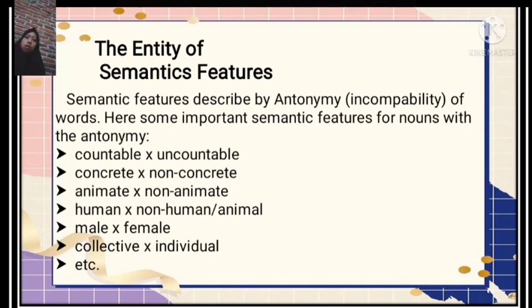And plus animate nouns such as chicken with non-animate nouns like table. And then plus human nouns, for example student, like a human, with antonymy elephant, like an animal. And then plus male or plus female, such as man antonymy with woman. And the last, collective nouns such as player with antonymy team.